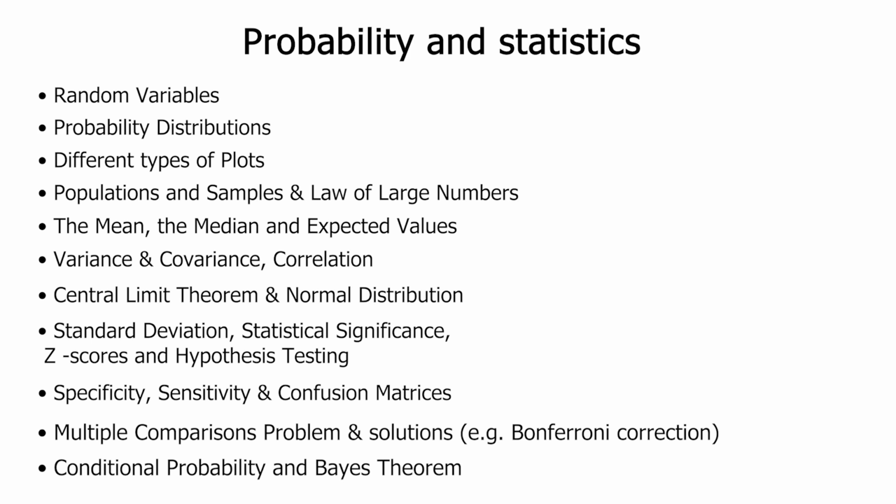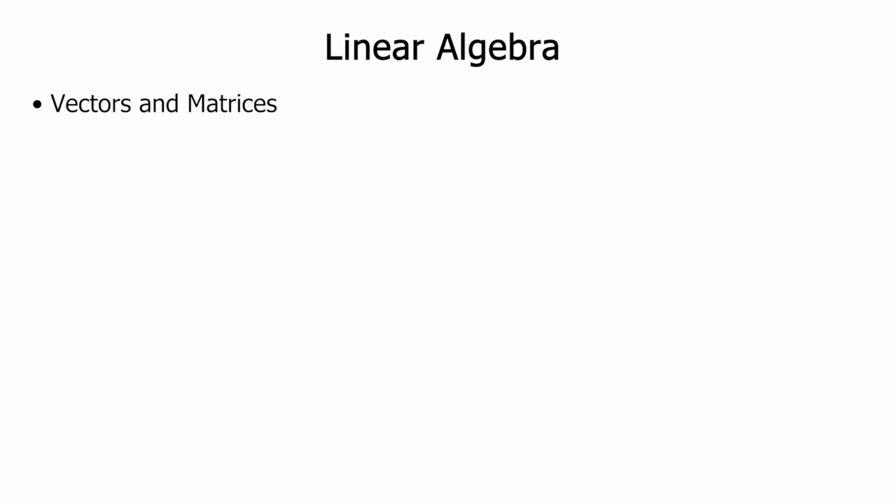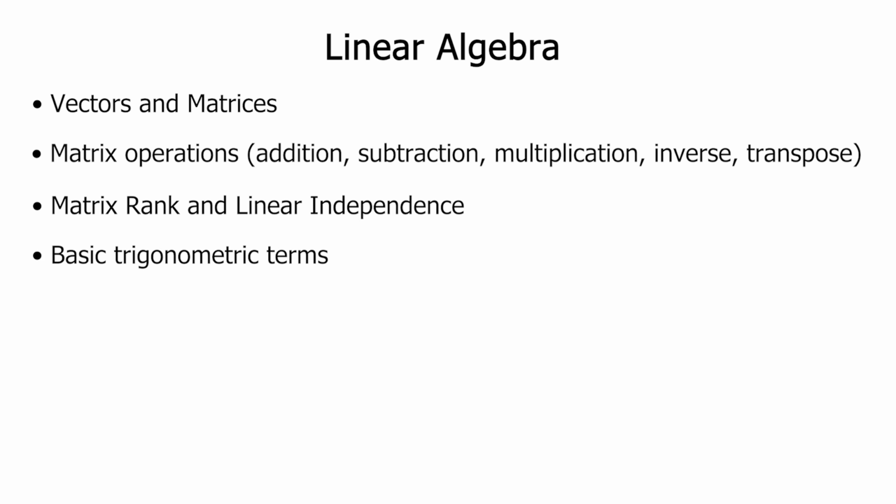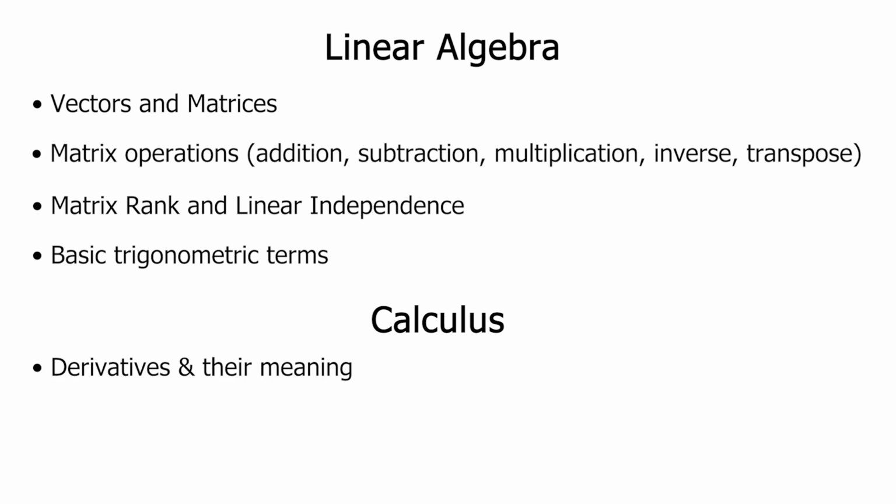Conditional probability and Bayes theorem. Linear algebra, vectors and matrices, matrix operations. Addition, subtraction, multiplication, inverse, transpose. Matrix rank and linear independence. Calculation and meaning of basic trigonometric terms, like vector norms, cosine and sine. Calculus, derivatives and their meaning. Basic rules like the chain rule.